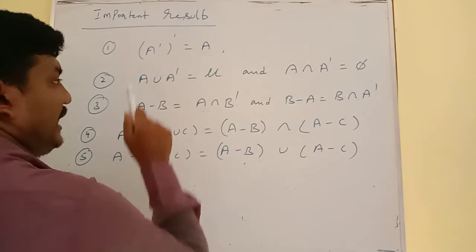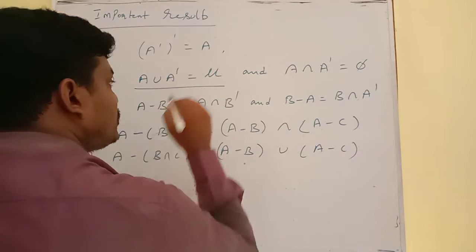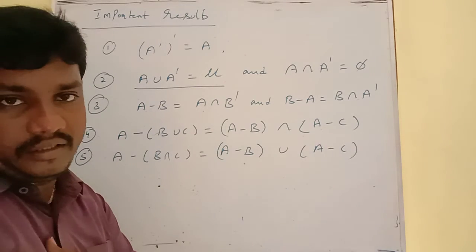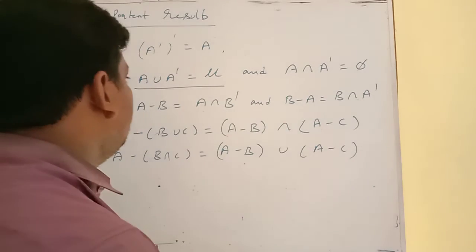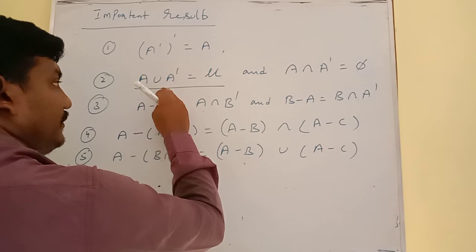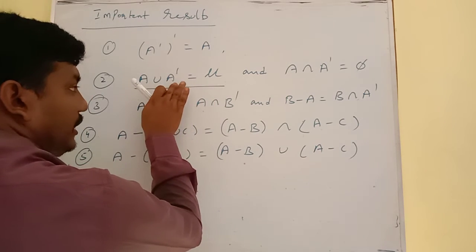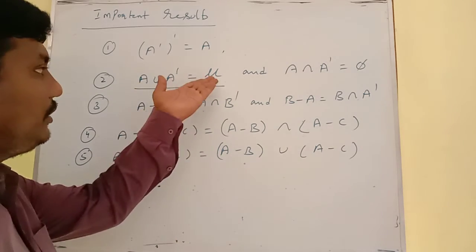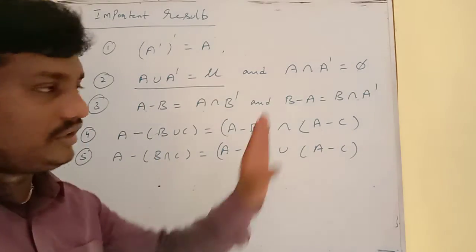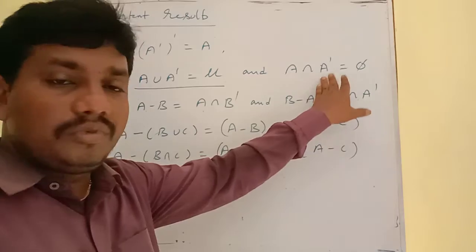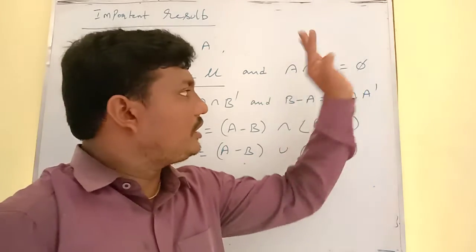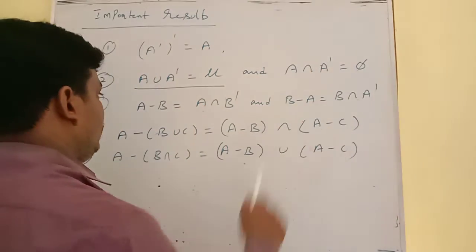That is A union A dash. A union A dash is equal to mu. A is joined to A dash, that means without A, all the remaining portions we are considering. Including the A portion also, we again get the universal set, that is U. So A intersection A dash. Intersection means common region. A dash means not A. So if A is not there and A is there, both are disjoint sets. That's the reason it gets phi. Phi is called the null set.